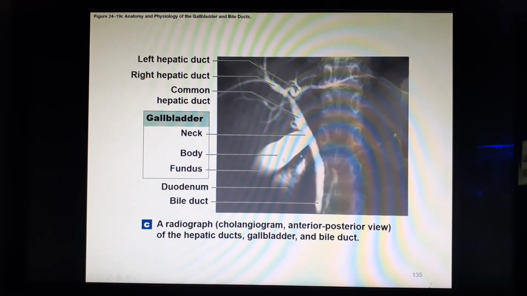And there's the gallbladder. You can see how it joins. Here's the left hepatic duct, right hepatic duct, common hepatic duct. Here's the gallbladder. So the cystic duct is kind of hard to see. It's right here. And then this would just be the bile duct, and that would go down to the duodenum.